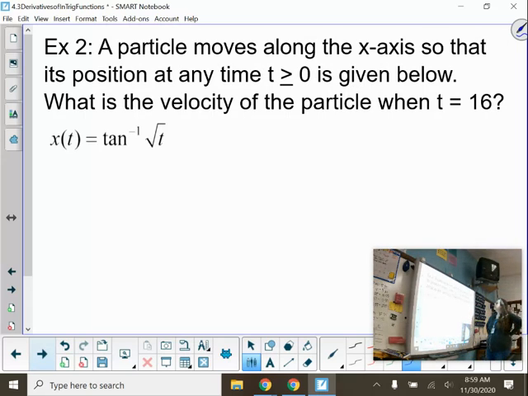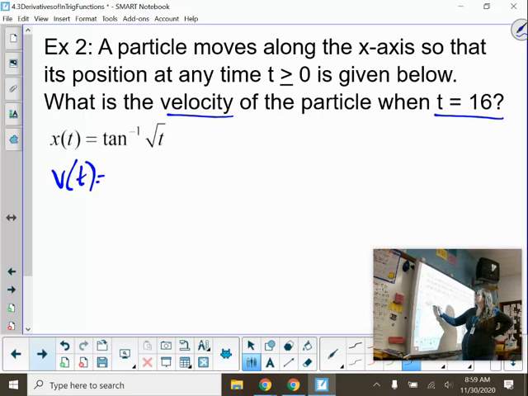Okay, so we have, for this example 2, a particle moves along the x-axis. Its position at any time t greater than 0 is given below. So this x of t is equal to inverse tangent of the square root of t. What is the velocity of the particle when t is equal to 16? Well, velocity, if you recall, is the first derivative. So I'm going to be taking the derivative of this inverse tangent.